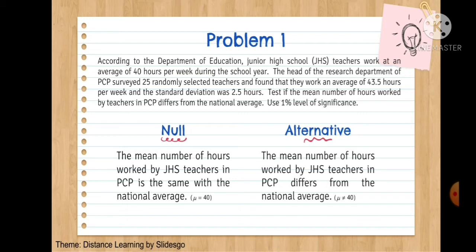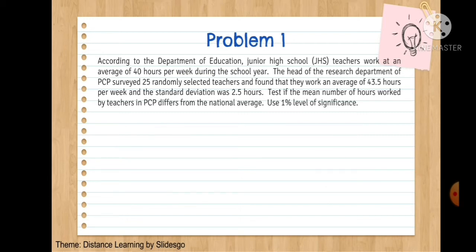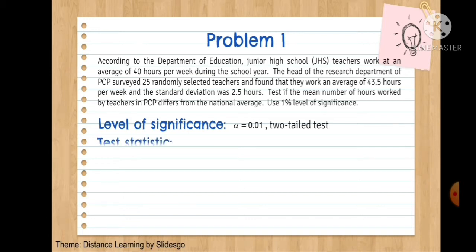The next step is to determine the level of significance. Now, the alpha level of significance as given is equal to 0.01 or 1%. Since our alternative hypothesis is non-directional, that means we will use a two-tailed test. For the test statistic, since our sample size is less than 30, we will use t-test.